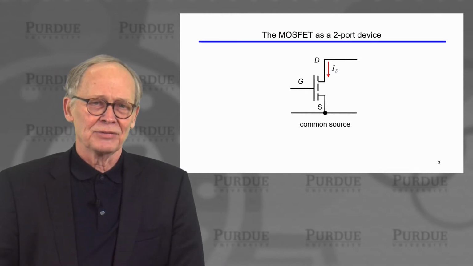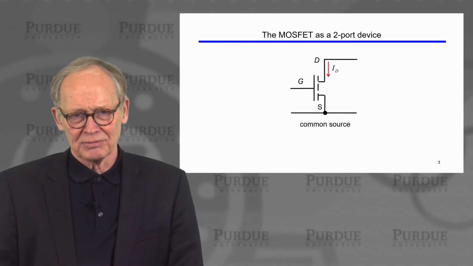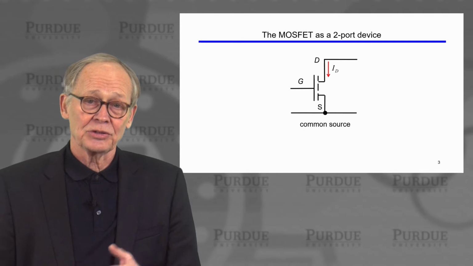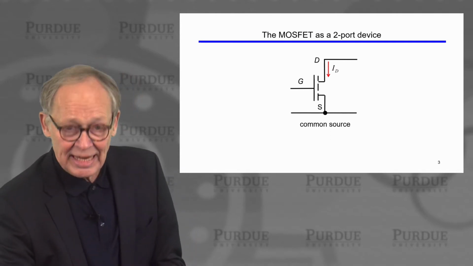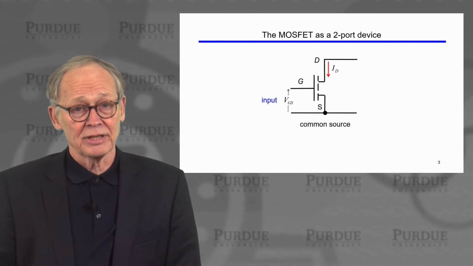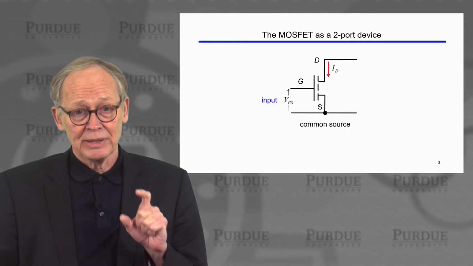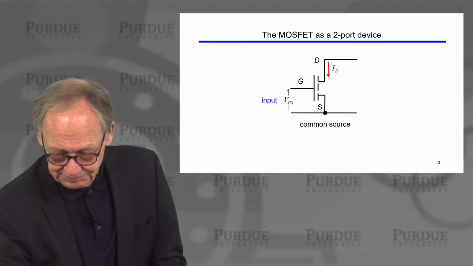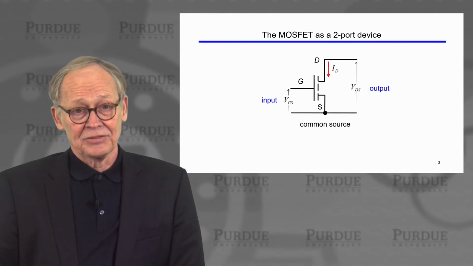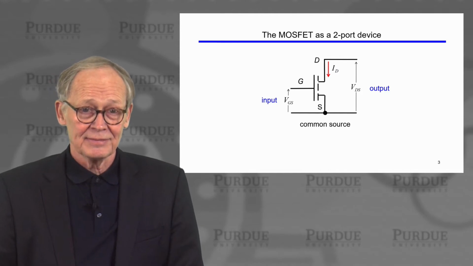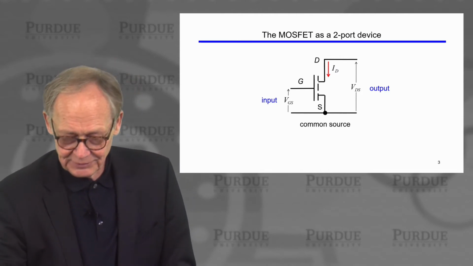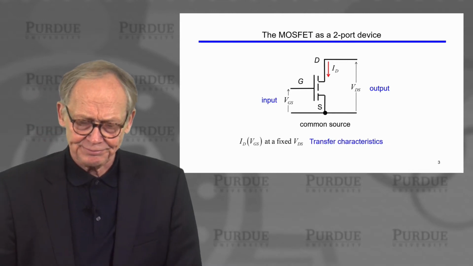There are different ways of doing this. The only one that we really discussed was the common source configuration. So the source is common between input and output. So the input voltage we're going to think of as the voltage between the gate and the source. The output voltage we're going to think about as the voltage between the drain and the source. And the drain current is the output current in the output terminal.